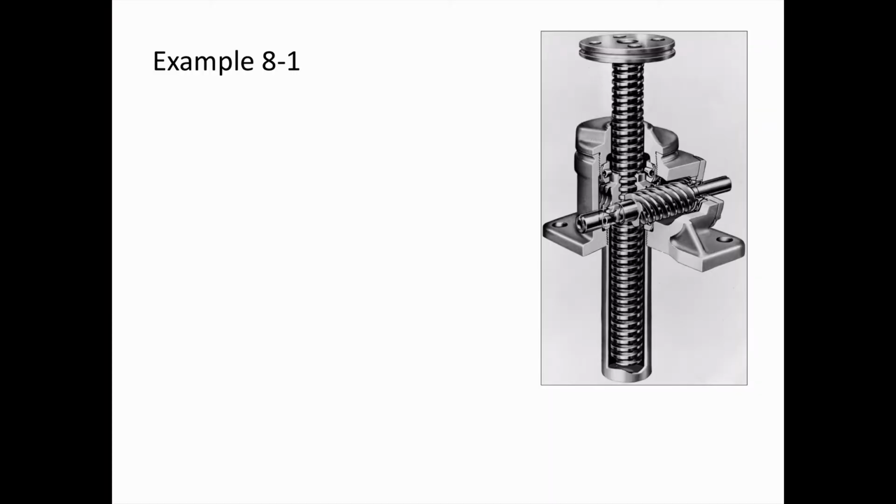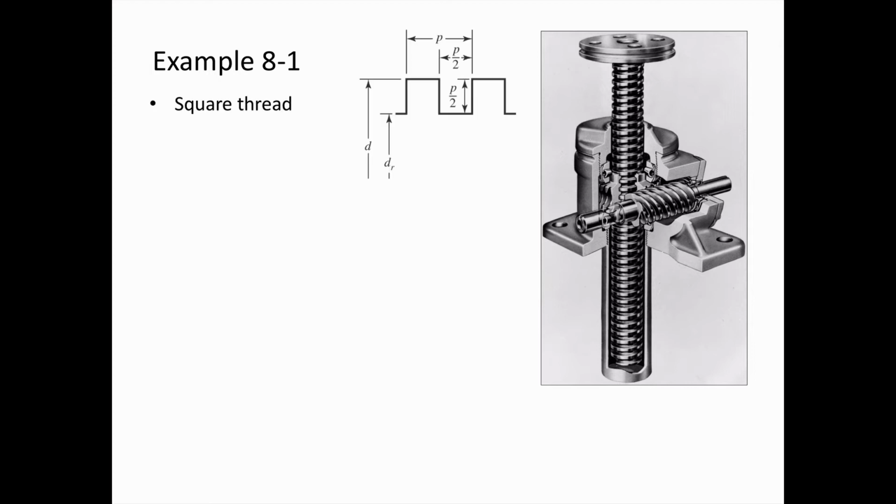Okay, now we're going to pull everything together that we've just covered and go through a quantitative example. This is the example from your chapter in the textbook that analyzes a power screw. And we're going to cover most everything that we went through in going through this example. So in example 8.1, we're looking at a power screw that's similar to this setup.